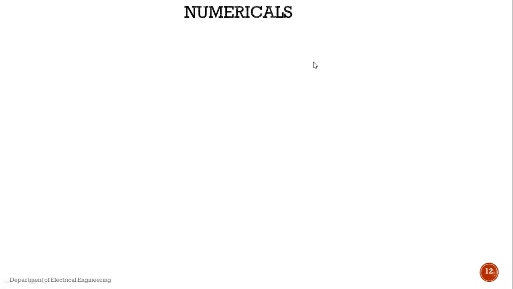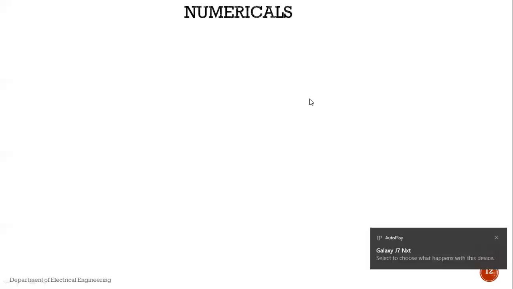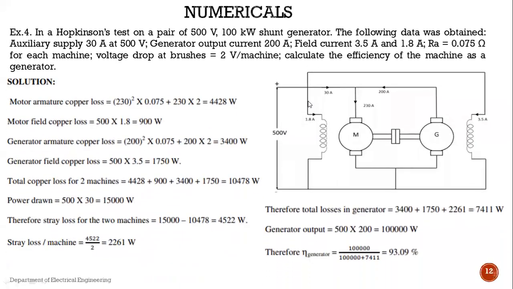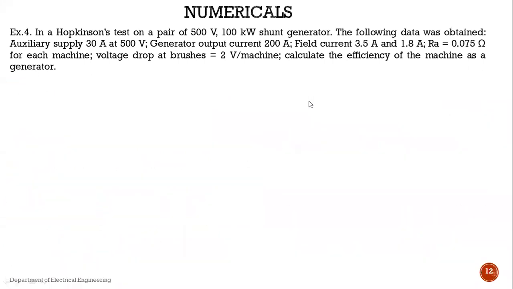In the previous lecture, we discussed one problem on the Hopkinson test. Also, I gave one problem for homework. How many students solved this problem? What is the efficiency? 93.09%. Okay, we will check. 93.09%. Right, all of you solved it. Is there any doubt in this problem? If there is no doubt, then we will move to the next problem.